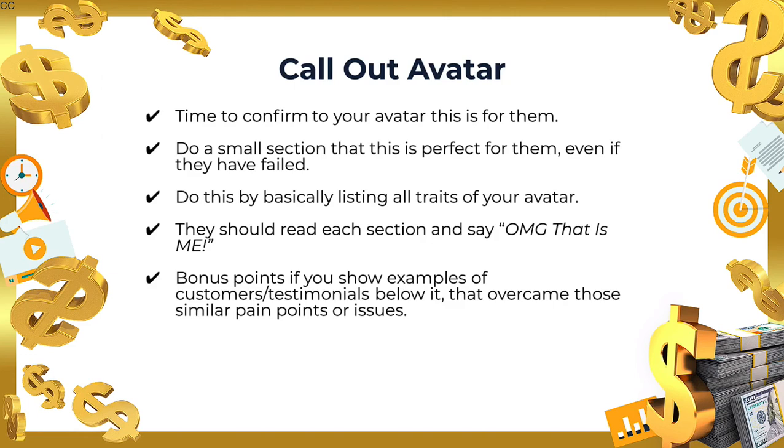So basically you're going to do a small section and just describe your avatar. And now you know your avatar better than 99.99% of businesses because of the activity we did. So start listing those traits, say this is perfect for women over 40. This is perfect if you watch Netflix every night and you're trying to break that habit. This is perfect if you shop at Whole Foods because you care about your health. See how in depth you can get here?